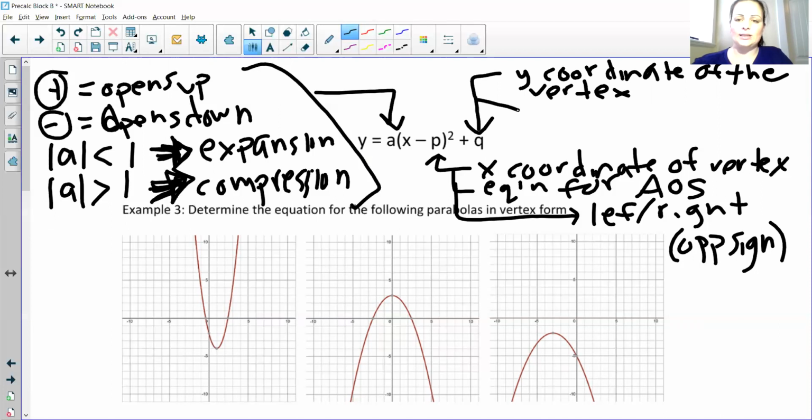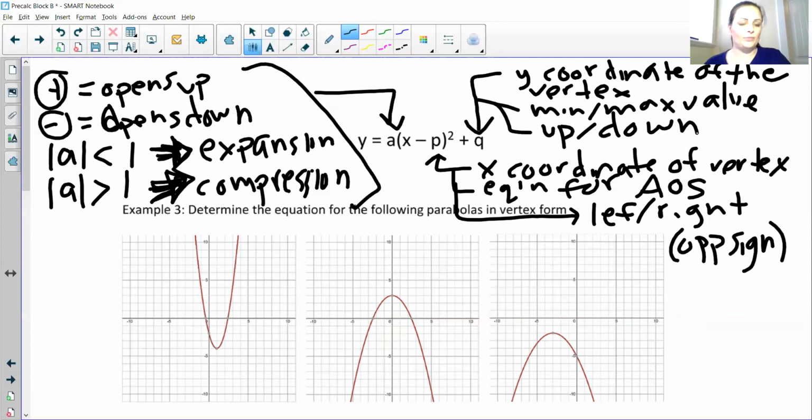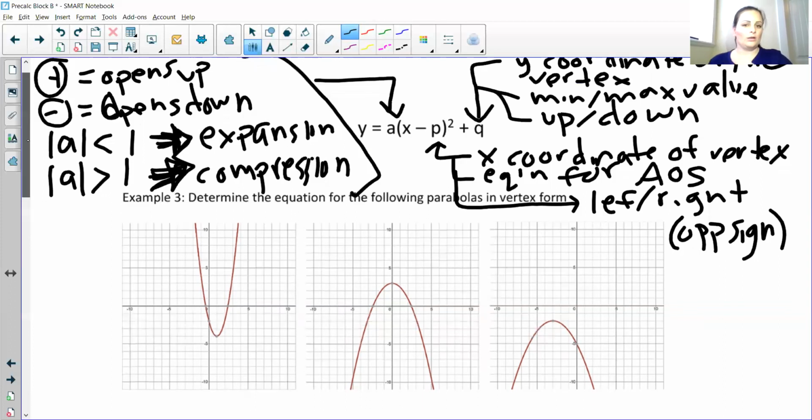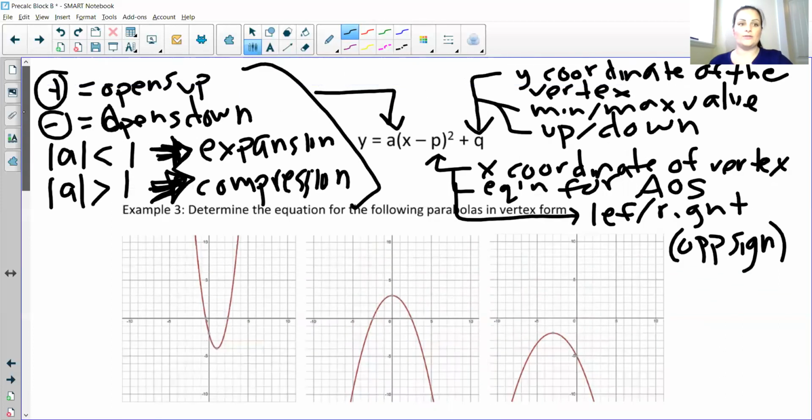It will tell us the min or max value for the range, and it will tell us whether it goes up or down and how much it does that by. Okay. So our summary. You can pause the video here, you can write it down, you can rewind and go through it again if you want.